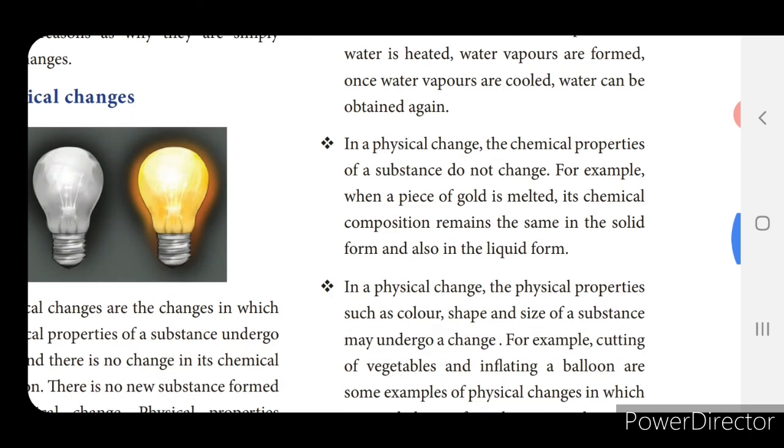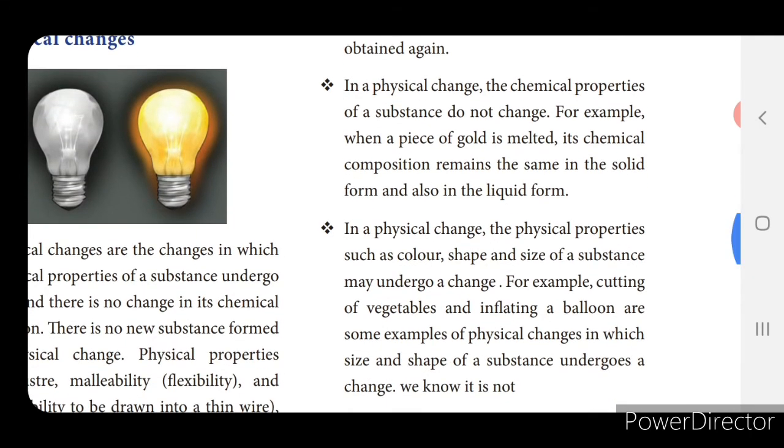In physical change, the physical properties such as color, shape and size of a substance may undergo change. Already I explained: color may change, shape may change, size may change during the physical change. For example, cutting of vegetables and inflating a balloon are some examples of physical changes in which size and shape of a substance undergo a change.